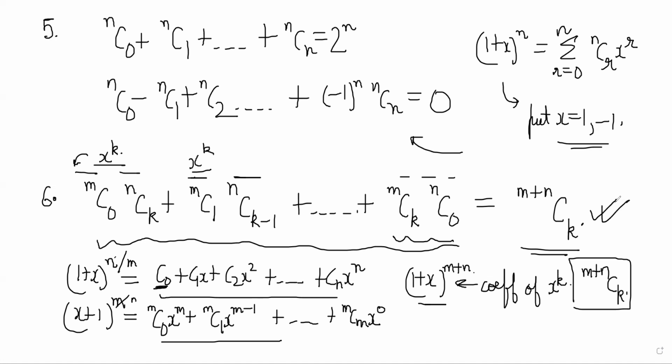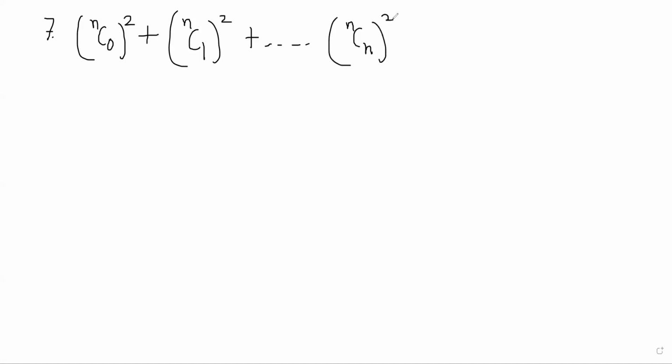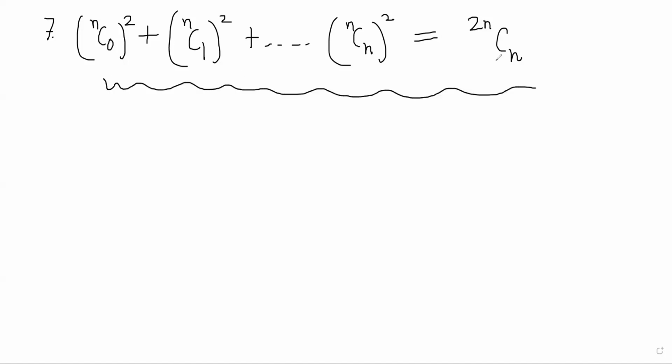It is pretty straightforward. One special case of this identity is when you have nC0 whole square plus nC1 whole square plus nCn whole square, right? So here what you're saying is this is equal to 2nCn, because what you're doing is m is equal to n, right? And actually k is also equal to n, right? So from the previous case, you can again prove this.